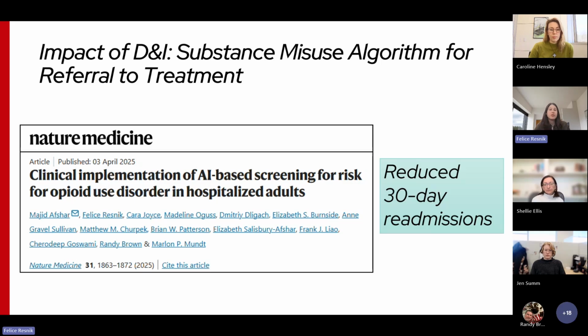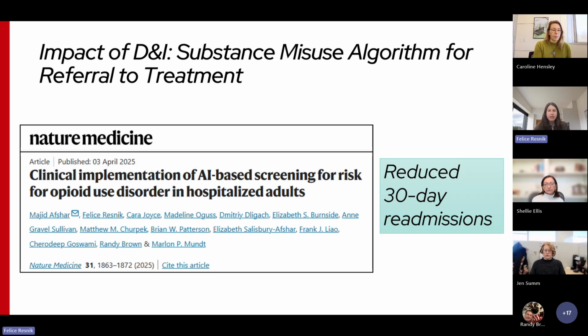So we used an implementation science approach where interviews were conducted with advanced practice providers, residents, and attending physicians from different inpatient units to identify potential barriers to using the AI screener. We utilized different implementation science theories and methods to try to create strategies to address those barriers, and then used a pre-post evaluation to assess the real-world effectiveness.